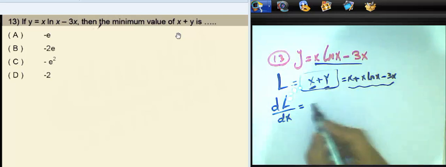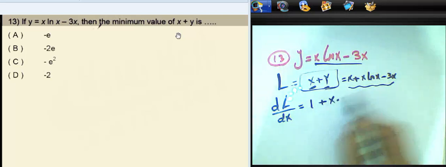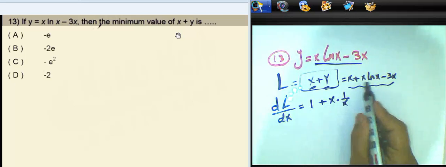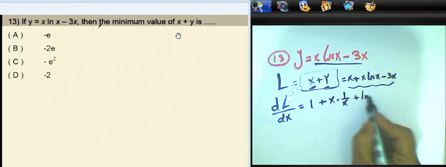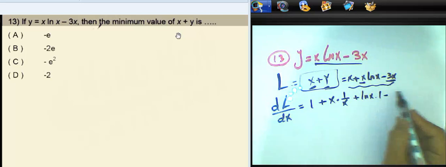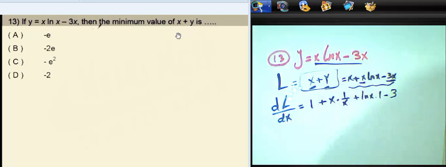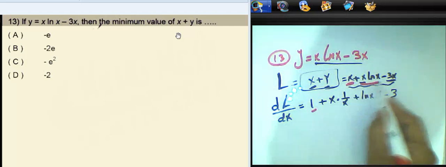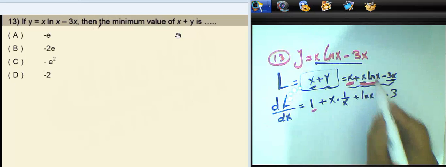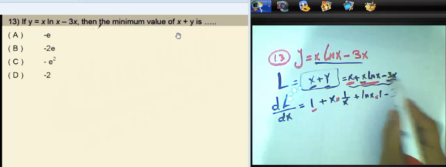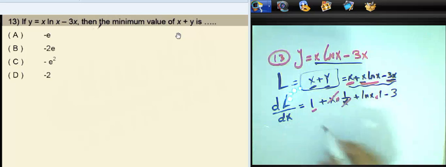The derivative of the function will be 1 plus x multiplied by the derivative of ln x, which is 1 over x. First times the derivative of second, plus second times the derivative of first, and the derivative of ln x by first will be 1. Subtract the derivative of negative 3x, which equals 3. The derivative of x equals 1, and we have two functions multiplied together. Write first multiplied by derivative of second plus second multiplied by derivative of first, and the derivative of negative 3x will be negative 3. We can cancel x by x.